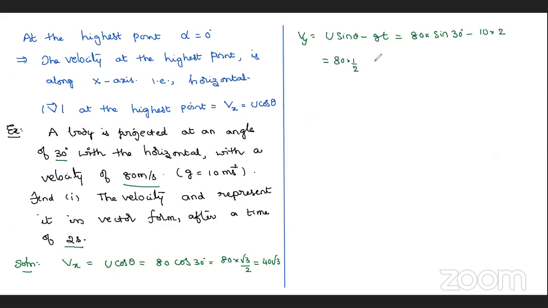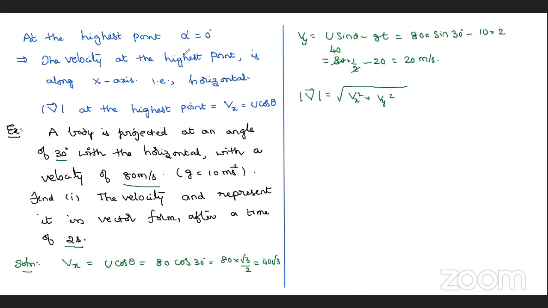Mod V bar, right? I will check. Your answer is wrong. Okay, 20 root 13. Okay, no problem. 40 minus 20. That is equals to 20. This is correct. 20, Vy, previously what you typed, that is correct. And mod V bar equals root of Vx square plus Vy square.